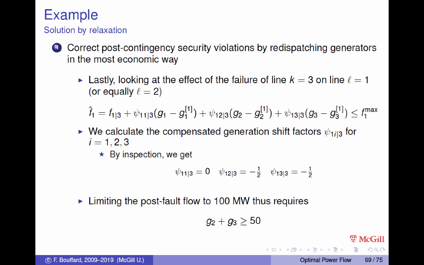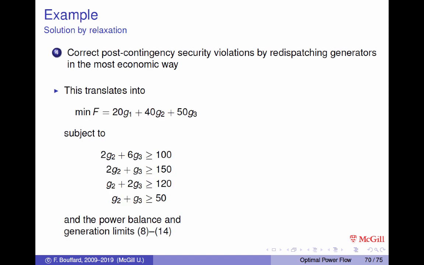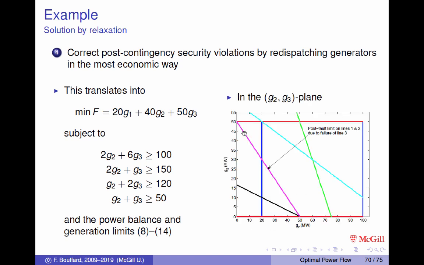Okay, here we are. And making sure that this is less than 100 megawatts, which is the limit on lines 1 and 2, we get that G1 and G3 together have to be at least 50 megawatts. So let's add this to the picture, and you clearly see here that this line limit is not very demanding in comparison to the two that we had previously on lines 2 and 3 due to the loss of line 1. So we see here that this magenta line is going to be completely inactive and completely useless in this case.